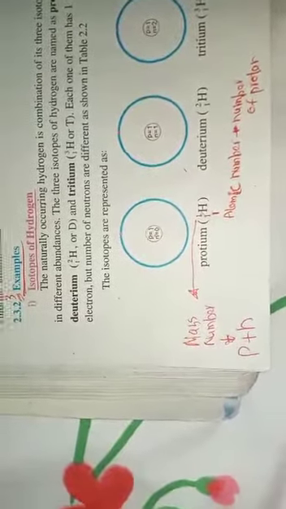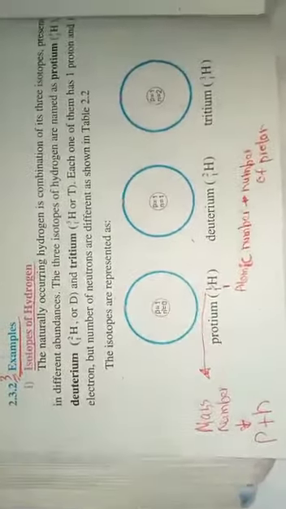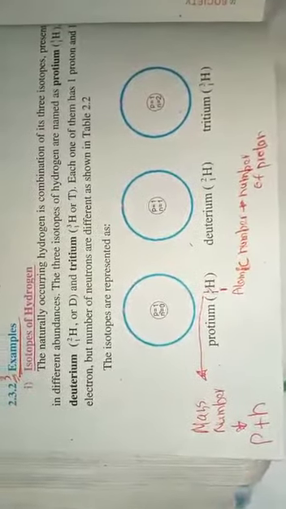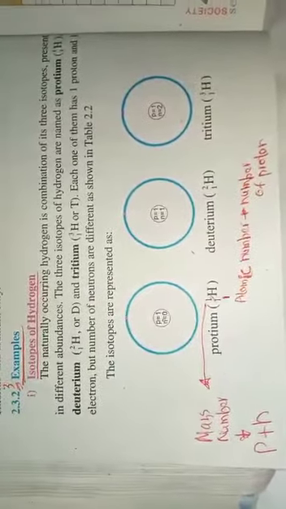Class, according to the definition of the isotopes, they always have the same number of protons. If they have the same number of protons, as you know, the number of protons is equal to the number of electrons. So if the number of protons is the same, the number of electrons is also the same. So there will be only a difference in the number of neutrons in the case of the isotopes.